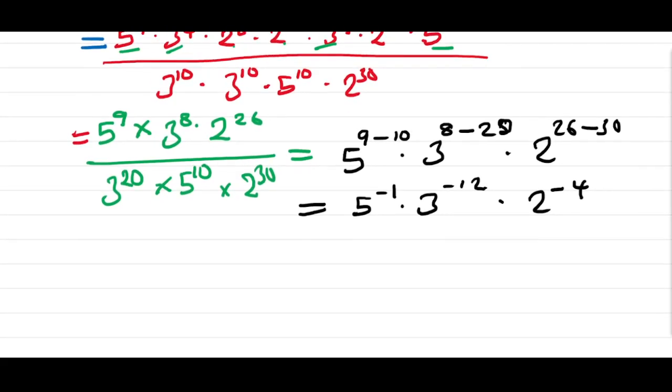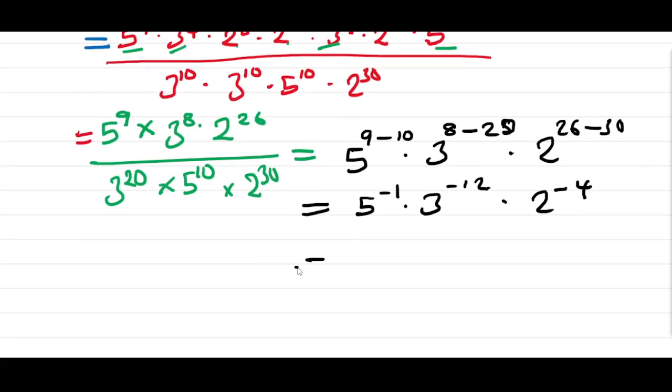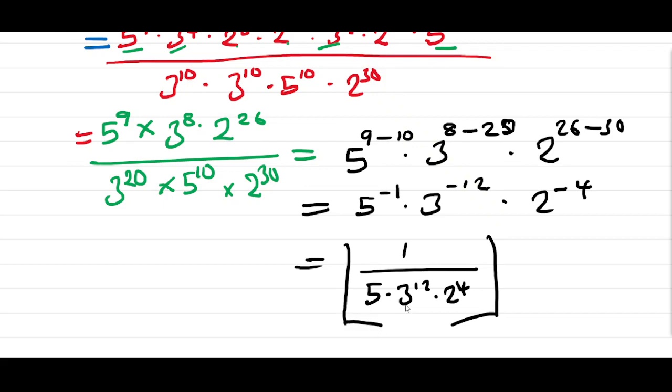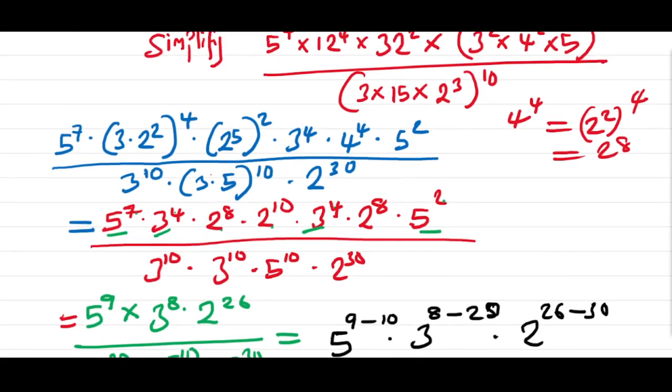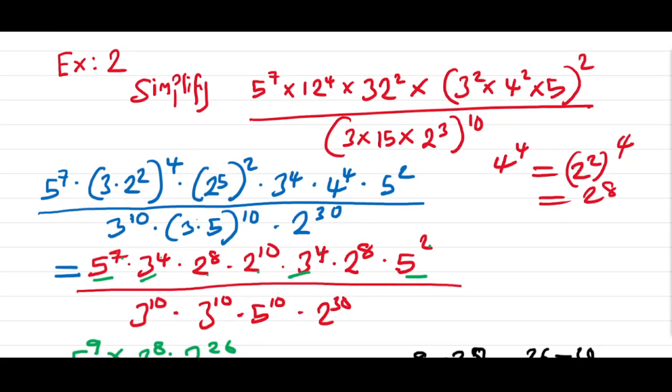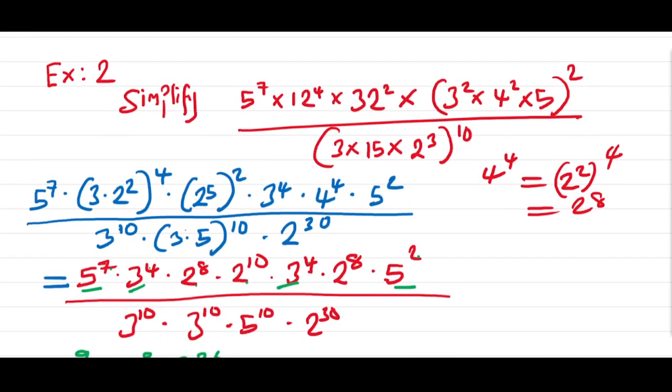We better work with positive powers, and then write everything as 1 over 5 times 3 to the 12 times 2 to the 4th power, and we can leave this as this. So this is the simplest form this expression can get. There is nothing much there. It's just application of the laws of indices, a careful application of it, I would say.